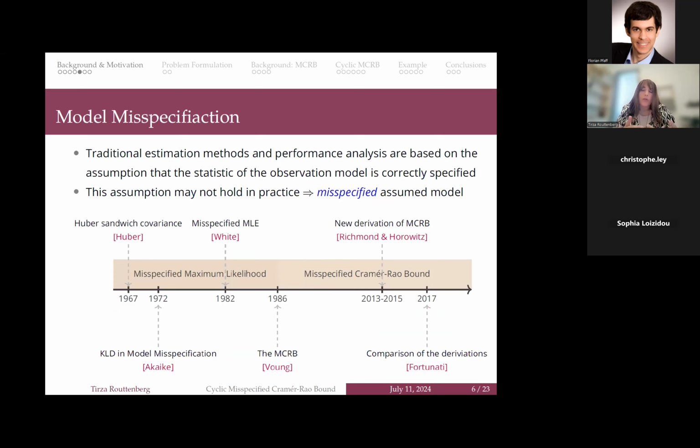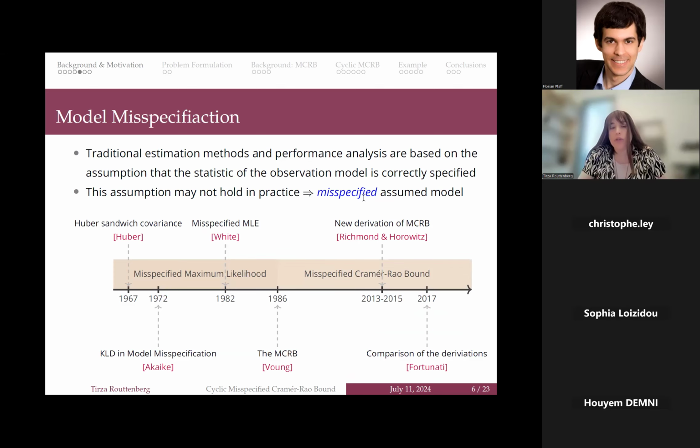If we look at the literature on model misspecification, in this context there are many works on how to deal with a misspecified assumed model, because traditional estimation methods and performance bounds are based on the assumption that we have a perfectly, correctly specified model, but this assumption may not hold in practice.